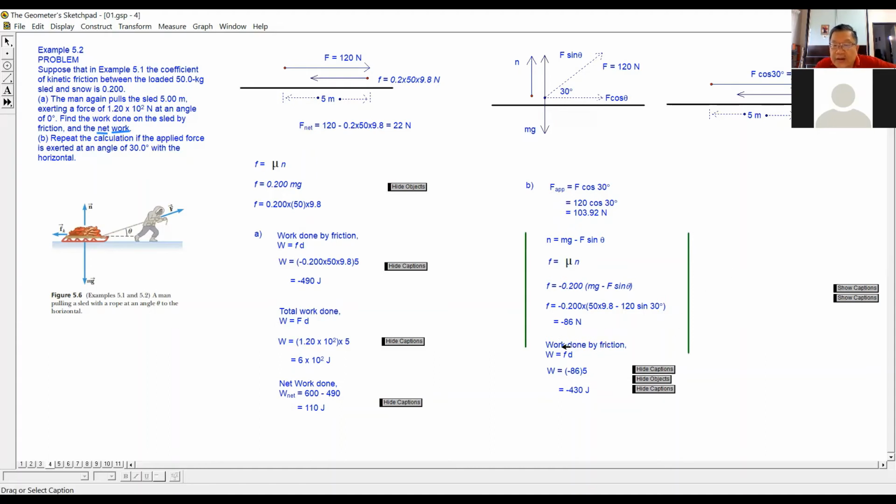So we want to find the work done by friction. Work done by friction is f, the frictional force, multiplied with the distance. And the answer is 430. So it is less than the earlier value that we have found. Earlier we found negative 490. This one is negative 430. Why is the frictional force less? Because the normal reaction is less. The contact between the surface of the snow and the load is less. That's why the frictional force is less.